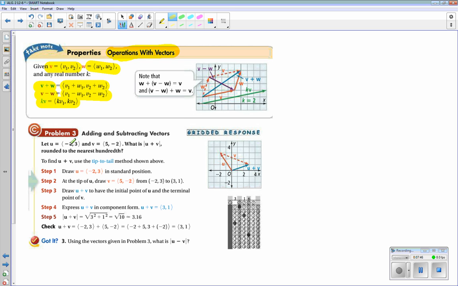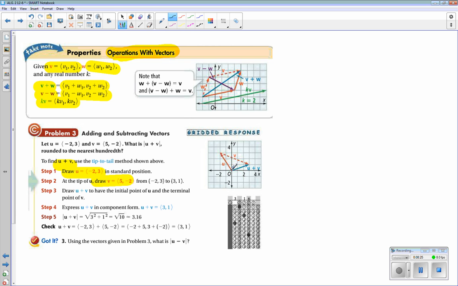So let u equal negative 2, 3, v equal 5, negative 2. What is the magnitude of u plus v, rounded to the nearest hundredth? So we have to first find u plus v. And there is a tip-to-tail method that we can use. So the first thing we do is we draw u, and then at the tip of u, you draw 5, negative 2.